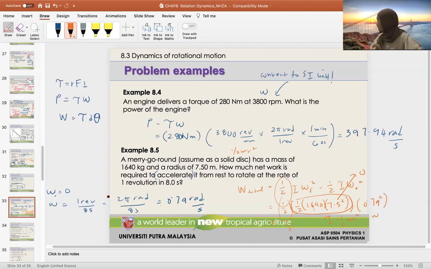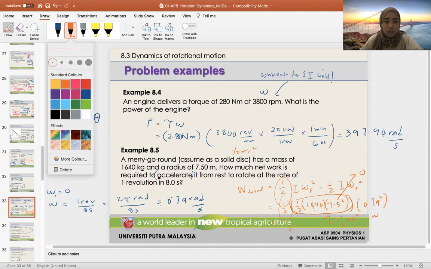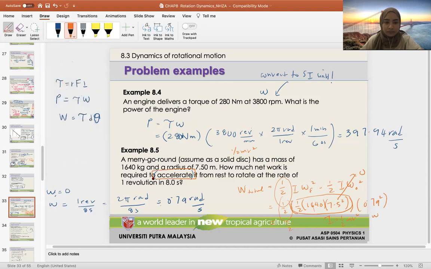Okay, but my question here is, they say how much net work is required to accelerate it? Wait, what happened? Okay, nothing, it's just drama.